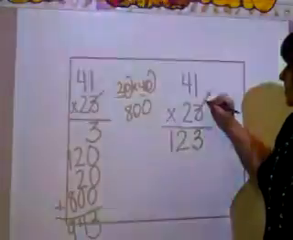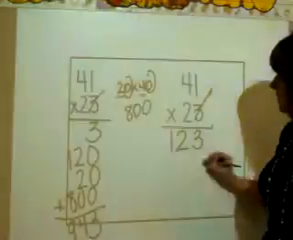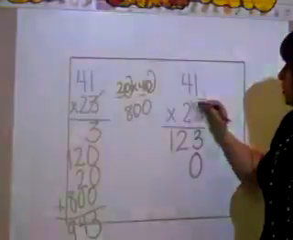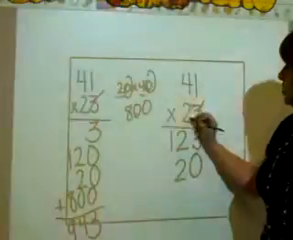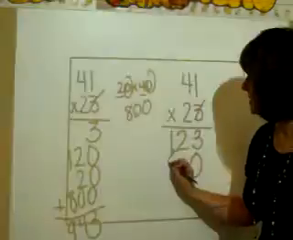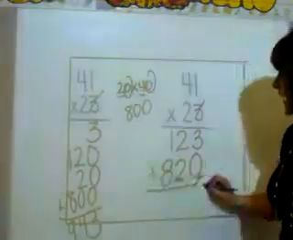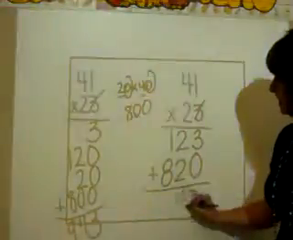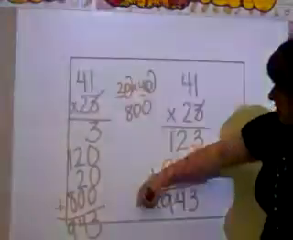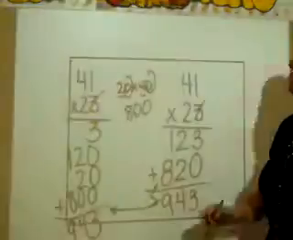Now I'm done with the 3, so I'm going to cross him off. We are in the tens place now, so I'm going to put my placeholder of 0 right here. 2 times 1 is the same as 2. 2 times 4 is the same as 8. And we add them all together. 3 in our ones, 4 in our tens, and 9 in our hundreds. And it checks out. Okay?